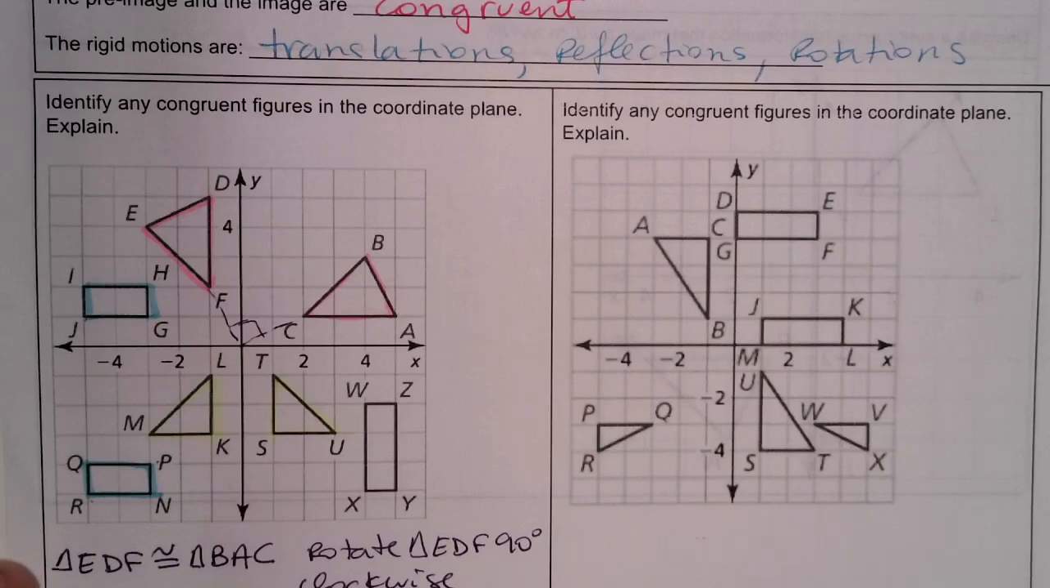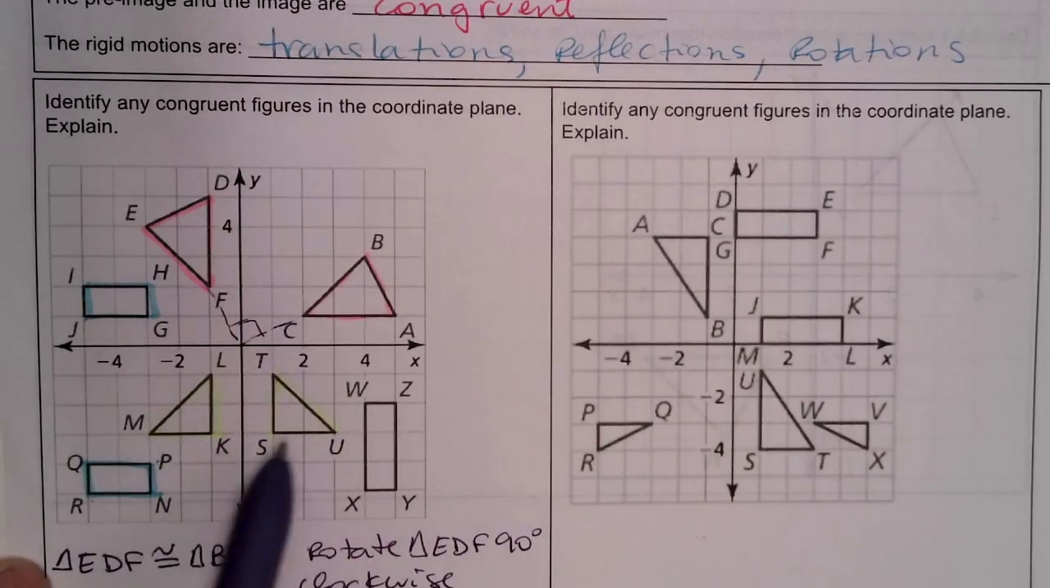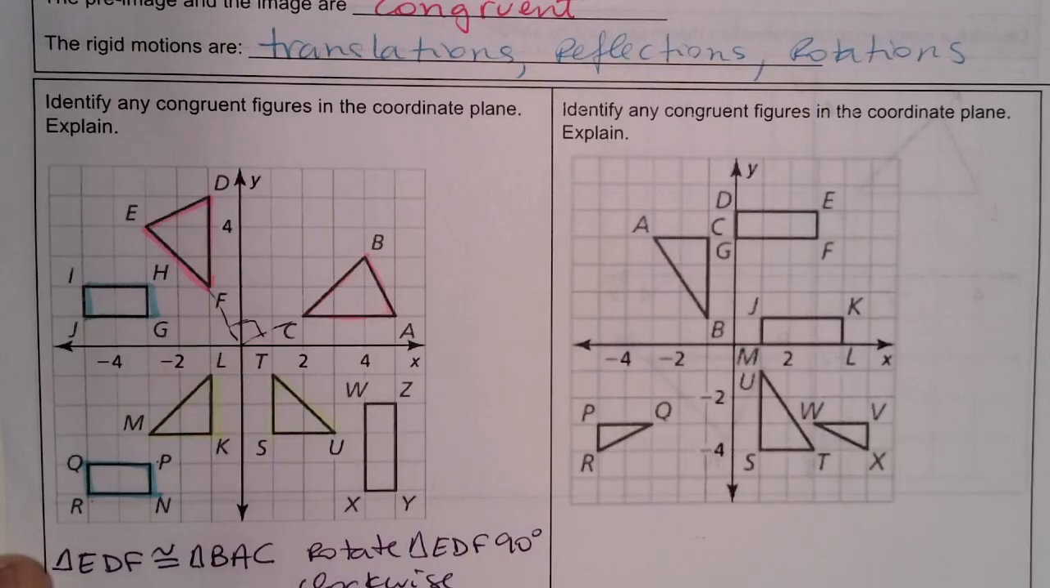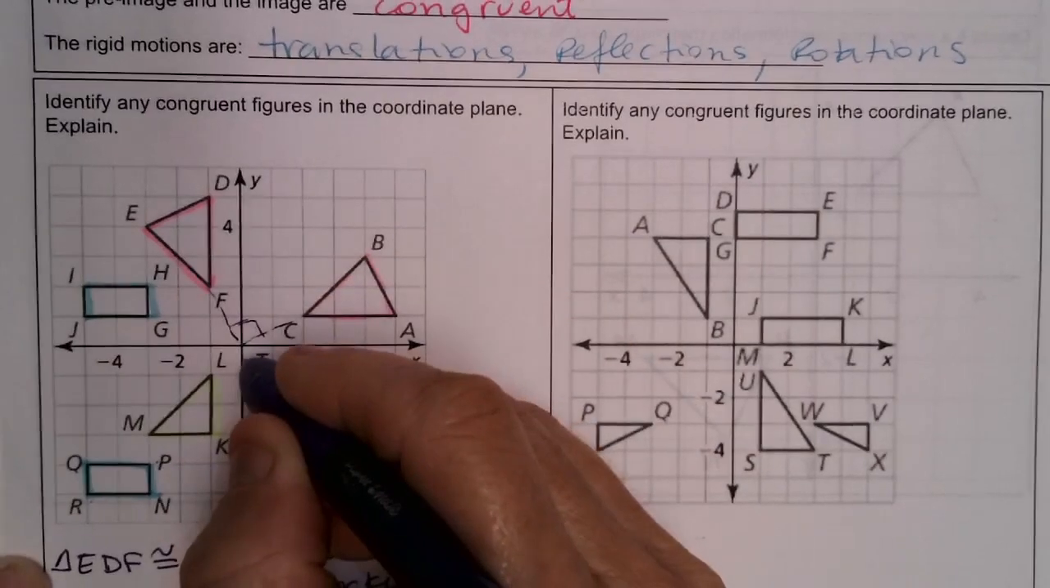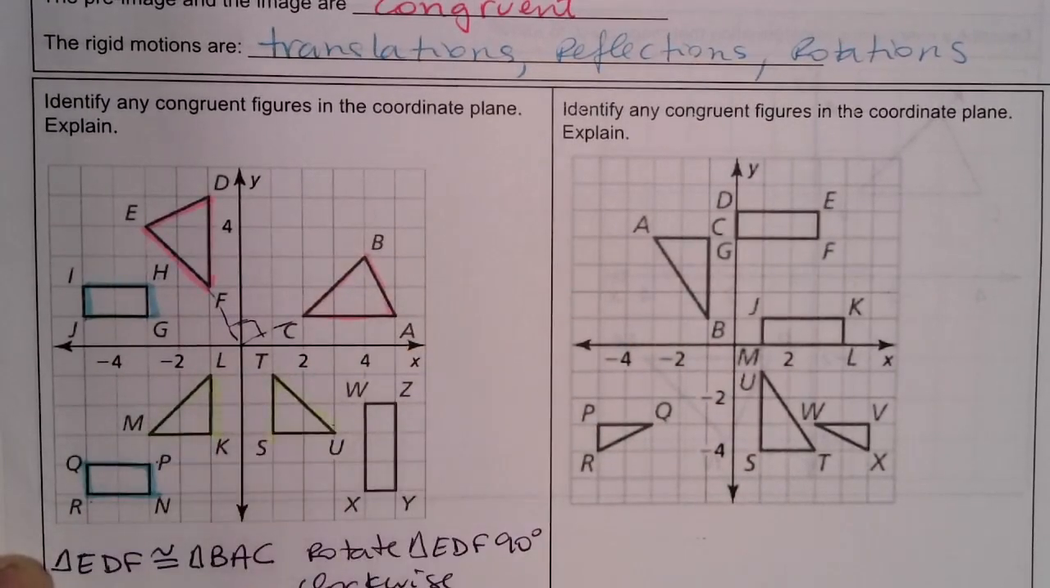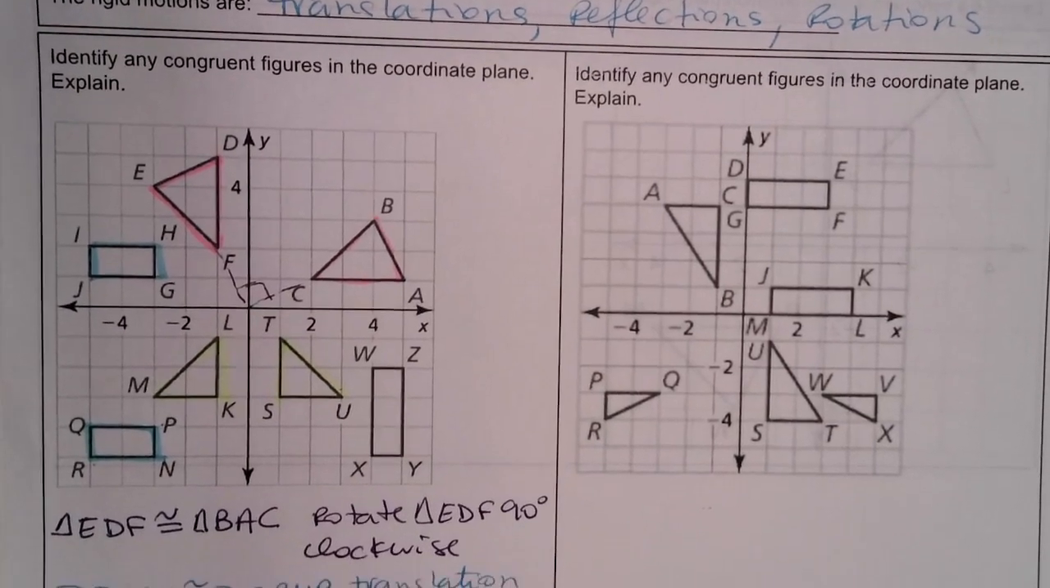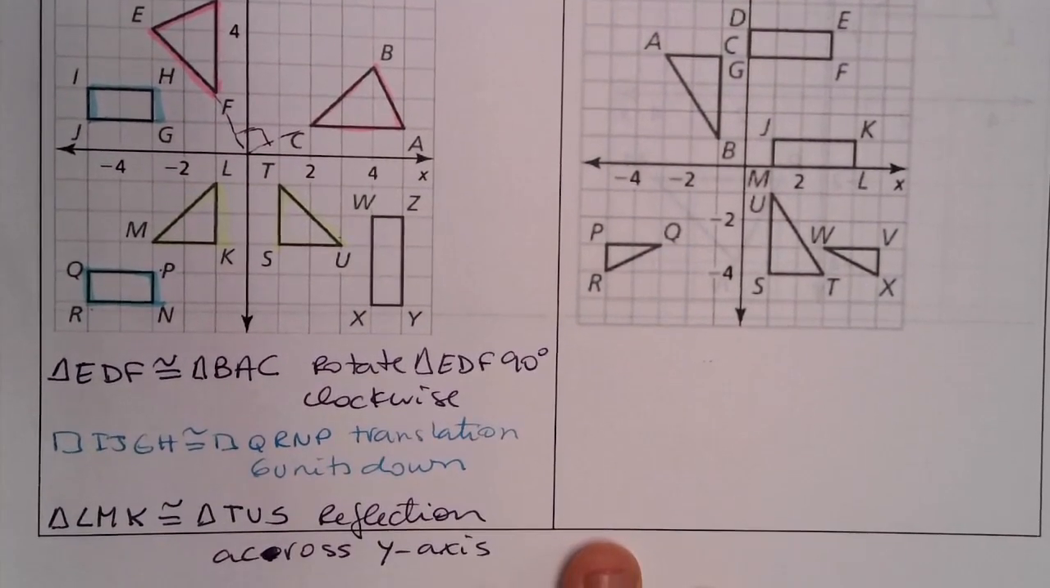All right, and then the last one, these two triangles. Triangle LMK is congruent to triangle TUS. And notice, it looks like this has been flipped across the y-axis. So this is a reflection across the y-axis. Sorry, I misspelled that. Okay, across the y-axis. And you can't see what I wrote. There you go.